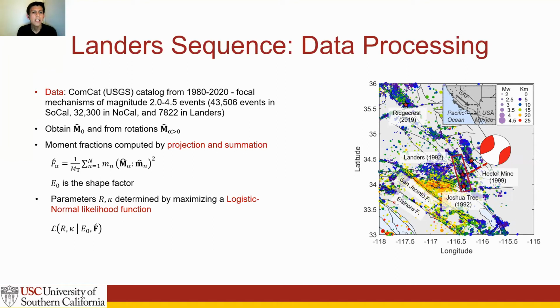So the steps are to obtain the average CMT, and from its best double couple, obtain the normal to the fault and the slip vector, and from the orthogonal rotations, construct the basis set M alpha, for alpha larger than 0. Then we project the elementary mechanisms into this basis set to obtain the moment fraction and also obtain the shape factor, which is a proxy for the stress differential ratio. We obtain the parameters R and kappa by maximizing a likelihood function, which we construct from a logistic normal distribution.